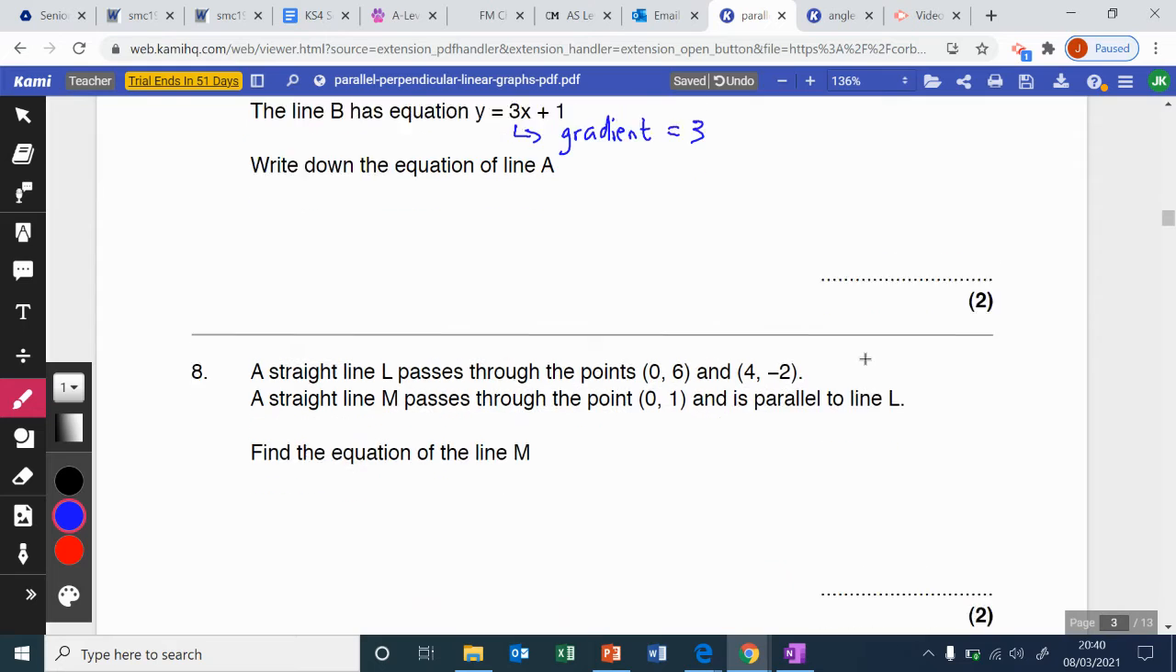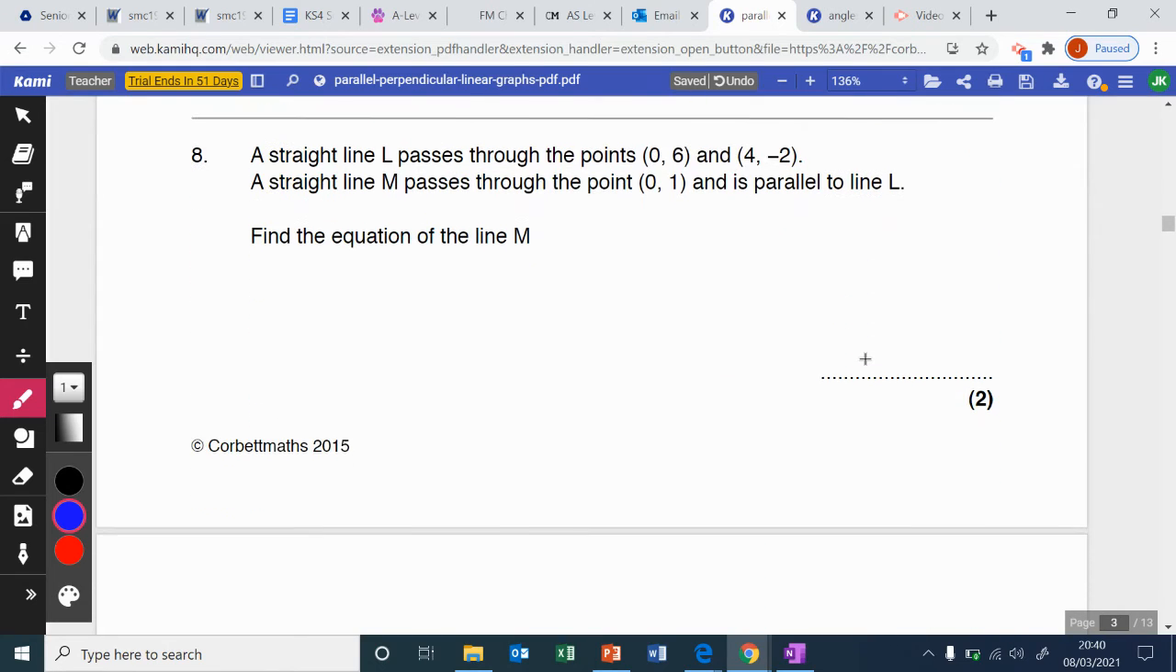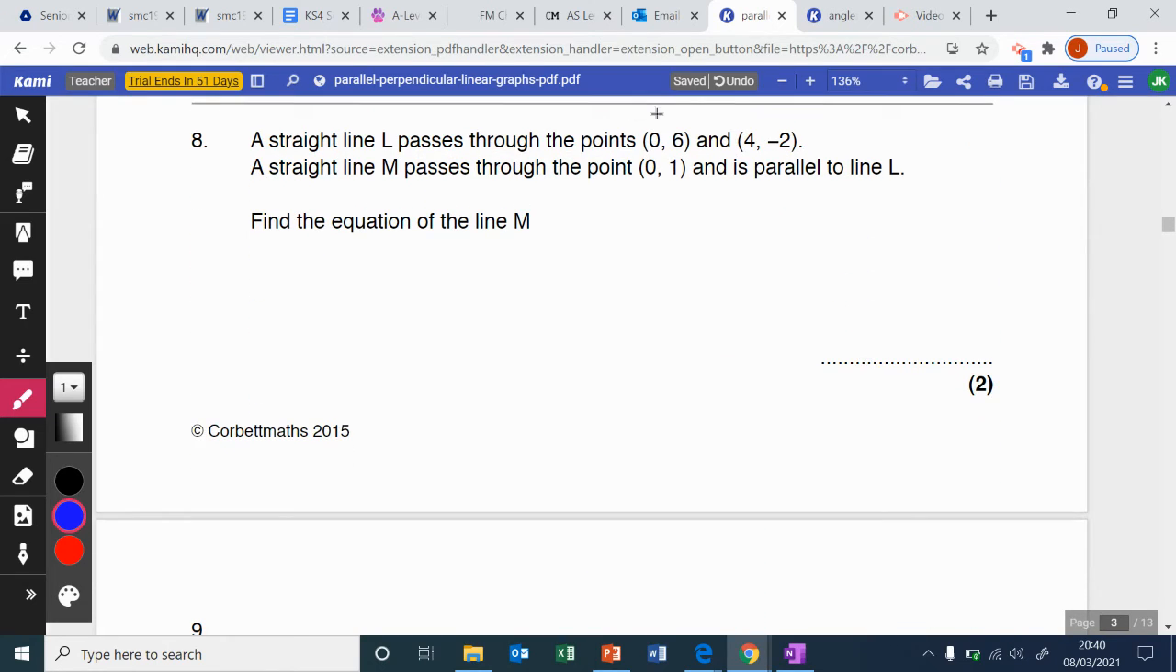Let's go on to the next question. We have that a straight line, L, passes through the points 0, 6 and 4, minus 2. A straight line M passes through the point 0, 1 and is parallel to L. We want to find the equation of M. Well, firstly, what we want to know is to work out the gradient of M because we know its y-intercept. So our equation has the format y equals mx plus c. We know the y-intercept is 1 because it goes through 0, 1. So y equals mx plus 1.